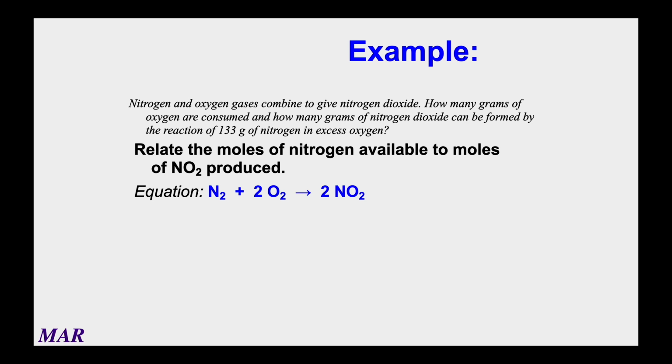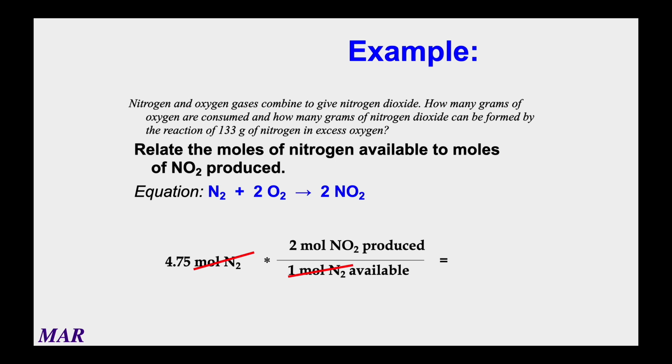So going back to the moles of N2 that we started with, we can do another moles to moles relationship, but this time going moles of N2 to moles of NO2. In this case, it's also a 1-to-2 ratio like it was for oxygen, but this time we're looking at this 2. 2 moles of NO2 are created for every 1 mole of N2 that goes in. So 4.75 times 2 over 1. The moles of N2 cancel. It's the same answer as it was for O2. 9.50 moles of NO2 are produced.